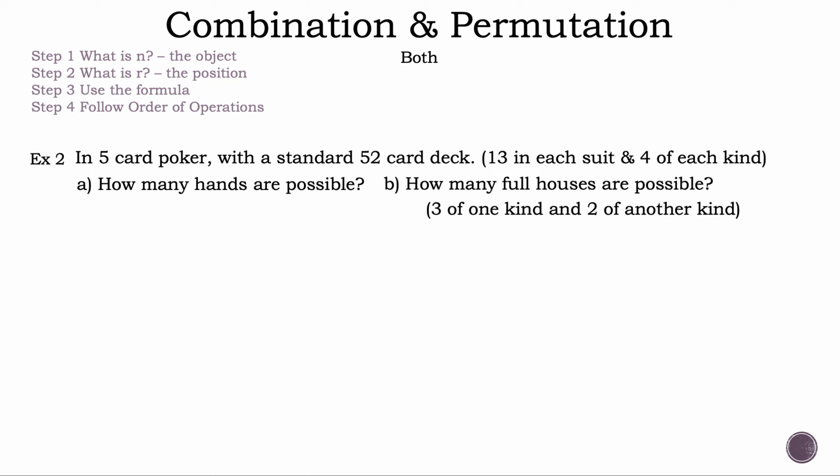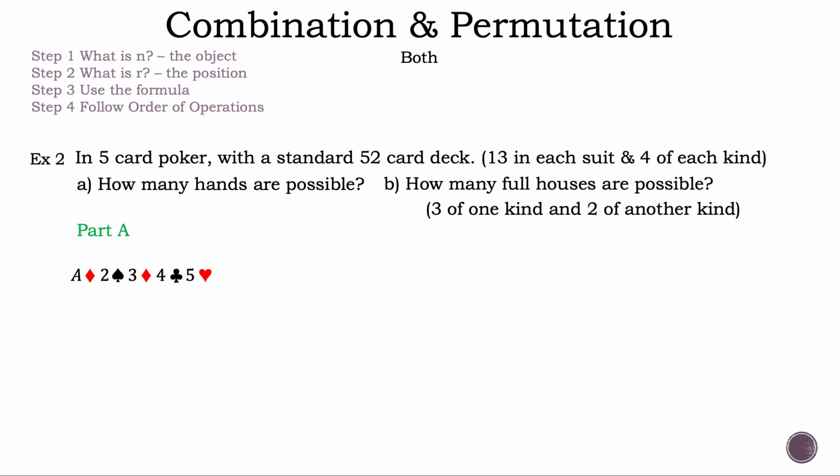Now, let's read the question. In 5-card poker with a standard 52-card deck, remember, there are 13 in each suit and 4 of each kind. A. How many hands are possible? B. How many full houses are possible? Remember, a full house is 3 of one kind and 2 of another kind. Let's start with A. How many hands are there?